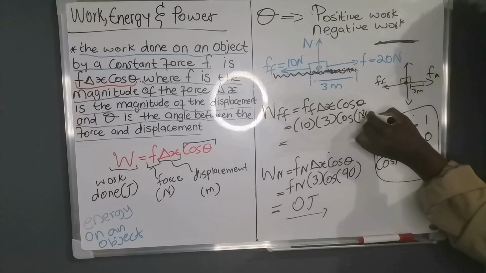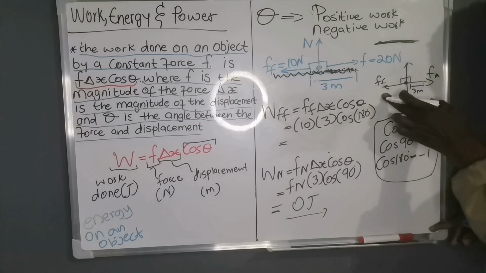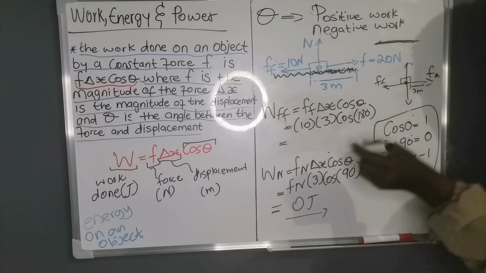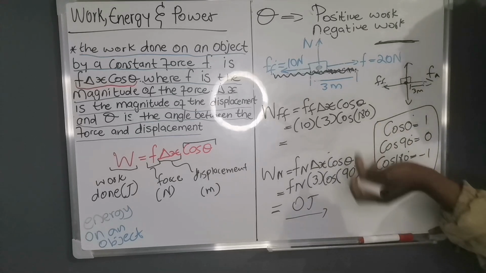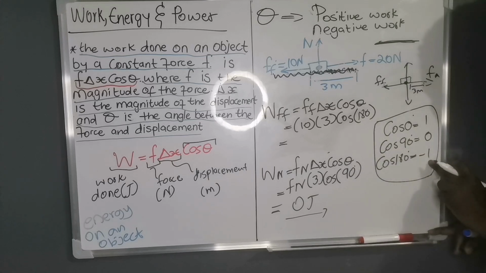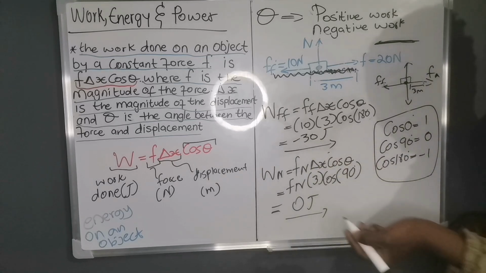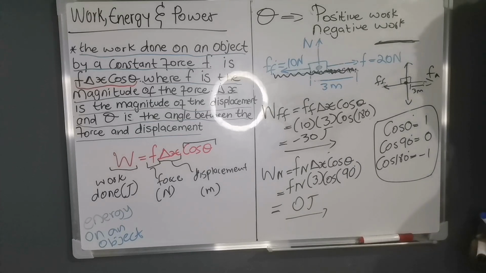Now 180, write it here. This is how you know whether you need to put in -1 or 1, by measuring the angle between the force and displacement. Now 10 times 3 is negative 30. Negative 30 times -1 is negative 30 joules. Negative work. You understand, guys? Hope you understand this concept of positive and negative work.